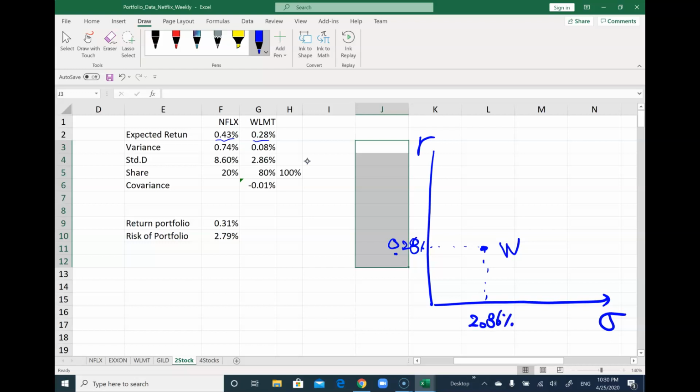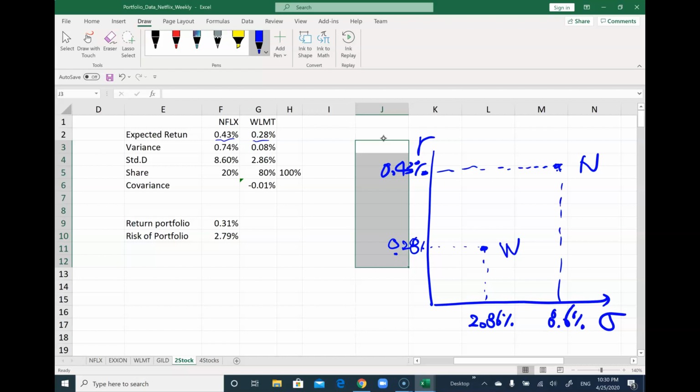Right? Compared to that, Netflix has a higher return, which is 0.43%. So let's say this is Netflix. Netflix has a higher return, which is 0.43%, and it also has higher risk, which is 8.6%.